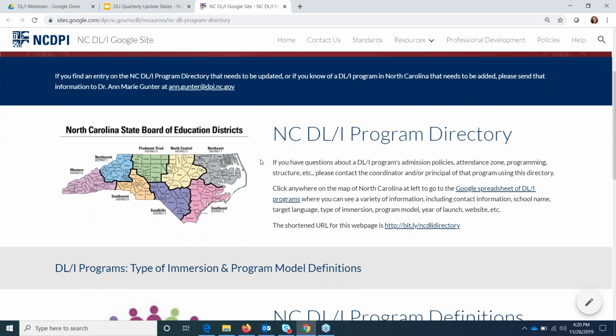Obviously, there's an overview of the directory, and it says if you have questions about a DLI program's admission policies, attendance zone, programming, structure, anything like that, you can contact the coordinator or the principal of the program using this directory. You can also click either on the Google spreadsheet, this link here to it on the right-hand side, or just click on the map, which is divided into the 8 economic prosperity zones that North Carolina is categorized in.